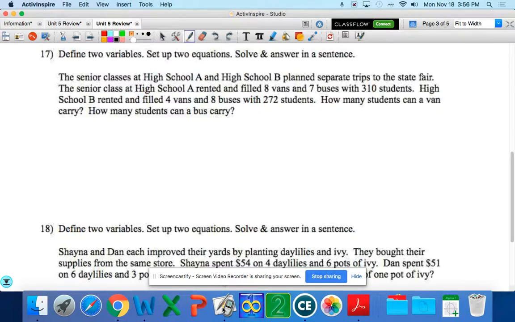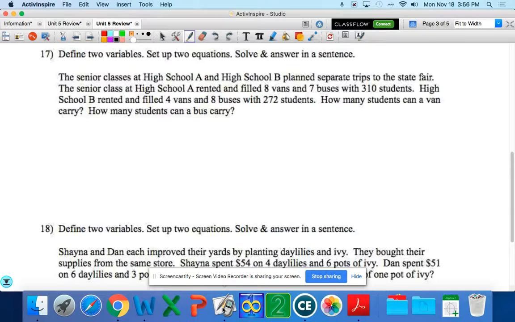After that section, we are on to number 17 and 18, where we're setting up systems of equations again. But this time we actually have to solve them as opposed to earlier when we were just setting one up and not solving. So we read through, talking about senior class of a couple high schools, okay?